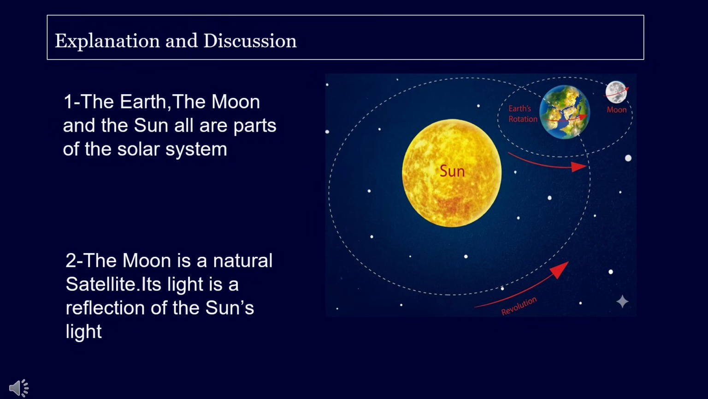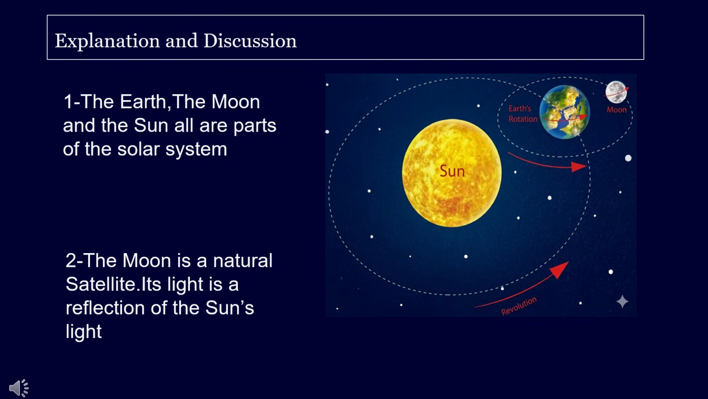The Earth, the Moon, and the Sun are all members of a much larger family called the Solar System. The Sun is the leader of this family. It sits at the center, and everything else orbits around it.